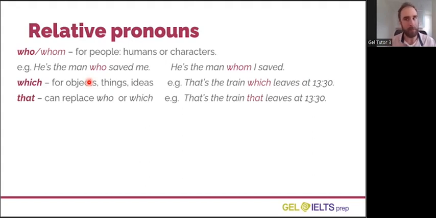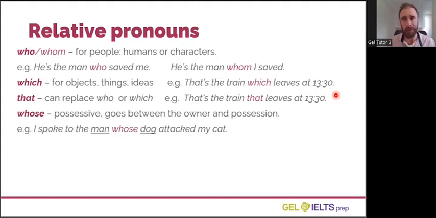Next, we have that. Now, that can be used in place of who or in place of which. That's the train that leaves at 1:30. It's the same, I've just used that. I could also say, he's the man that saved me. He's the man that I saved. So it can replace who, whom, or which.